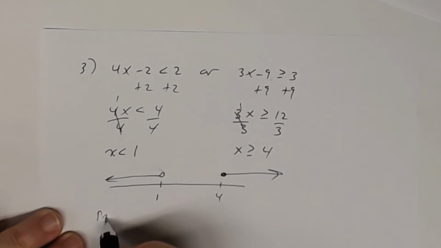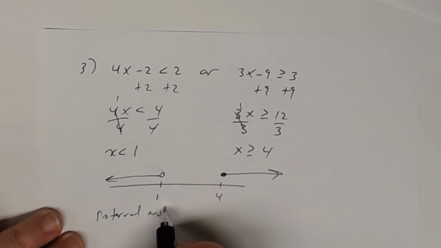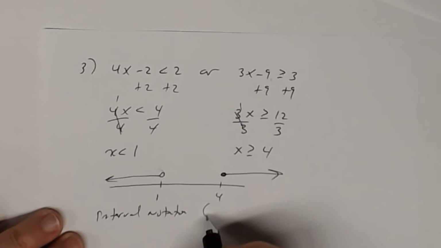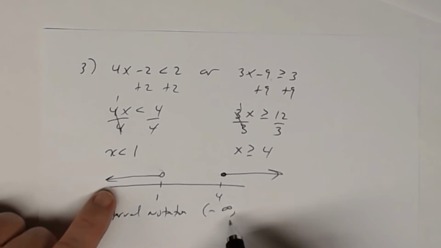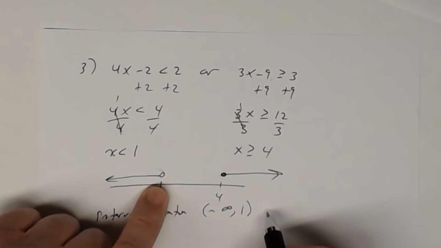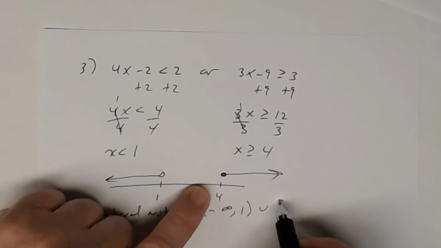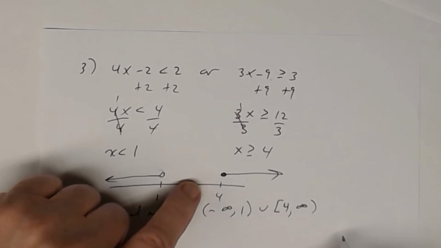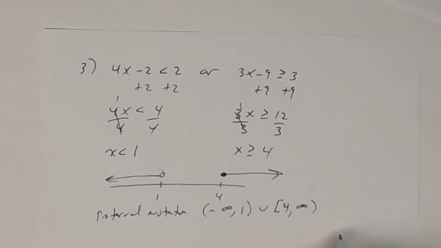So as interval notation, which you had to do, you're going to write it this way. Negative infinity, remember, infinity and negative infinity are always parentheses. Negative infinity to 1, parentheses because it's an open circle, union, and then bracket 4 to infinity. And bracket because of the closed circle. There was an equal sign here.